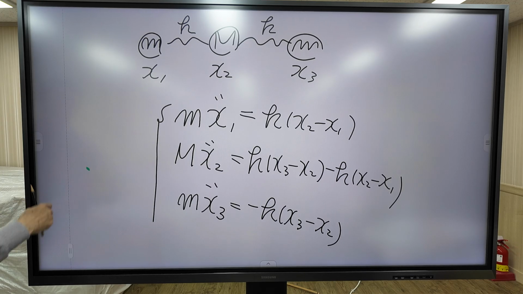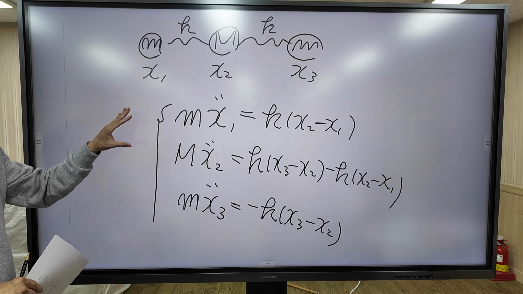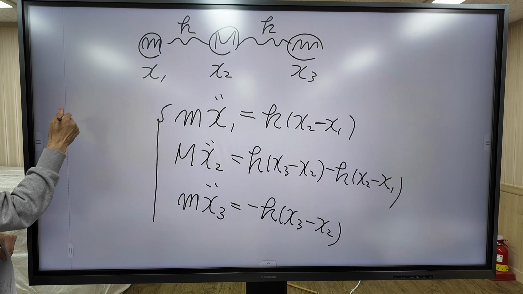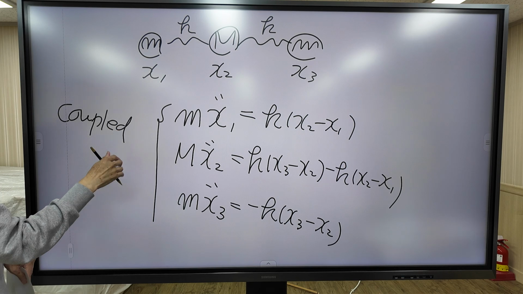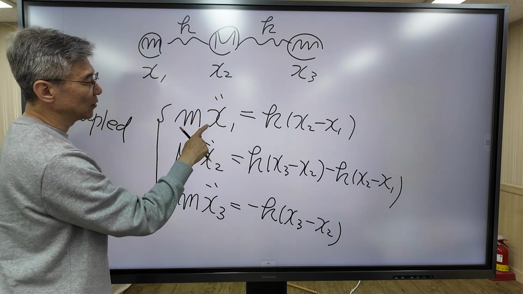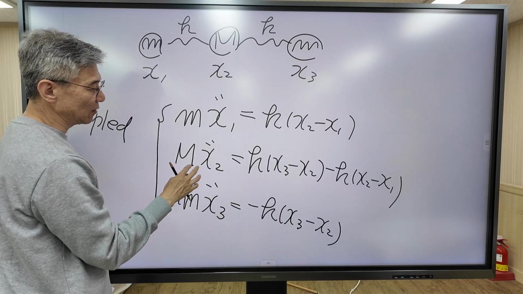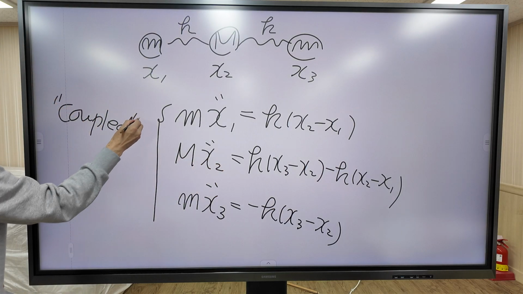But we are going to solve this equation, and this equation is complicated because it is coupled. For example, for the first equation, 2 variables are involved, x1 and x2. For the second equation, all the variables are involved. So this equation is coupled.